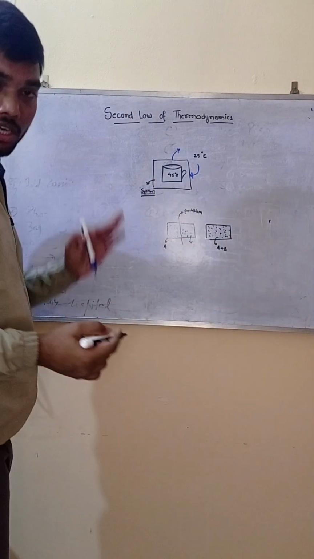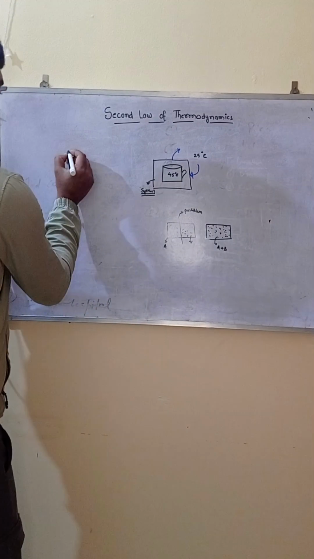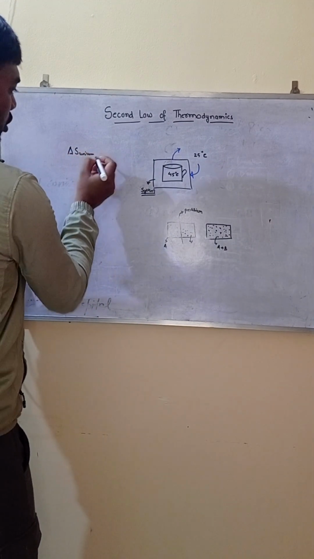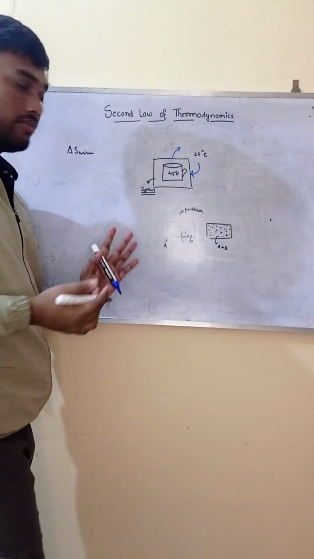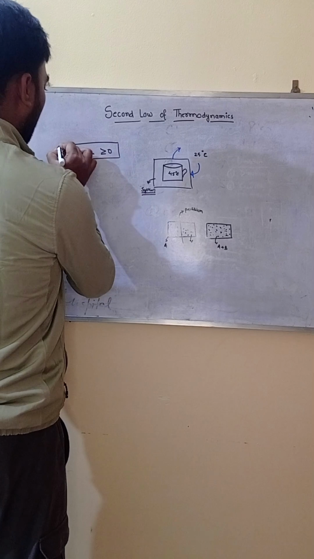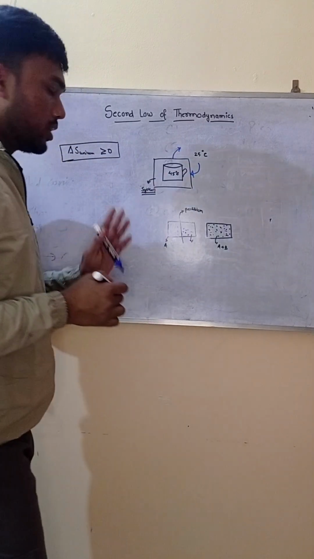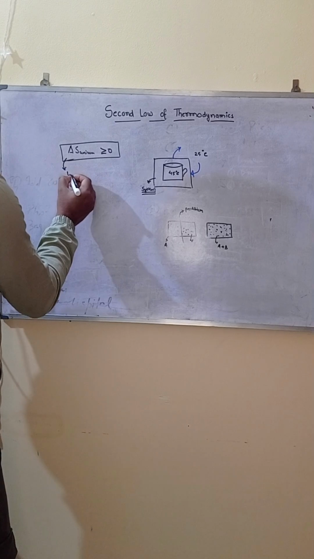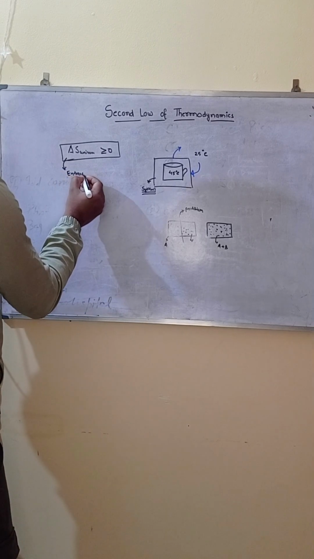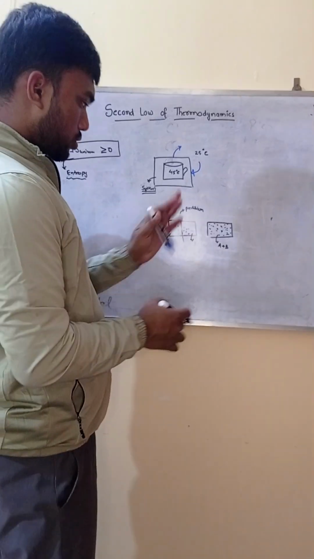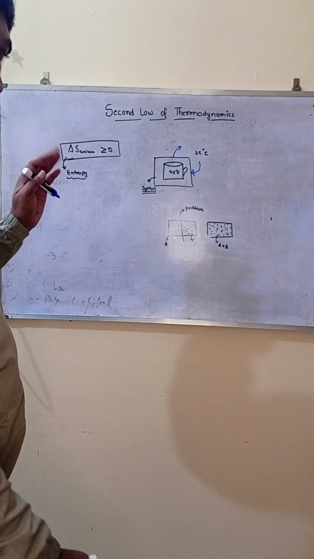Talking about the second law, it states that the entropy of the universe of an isolated system will always be greater than or equal to 0. So here we have introduced a new word, that is entropy. What do we mean by entropy? Let's take an example to understand this.